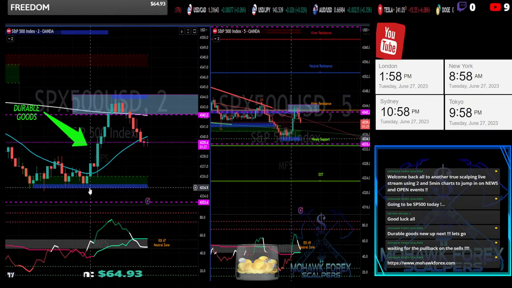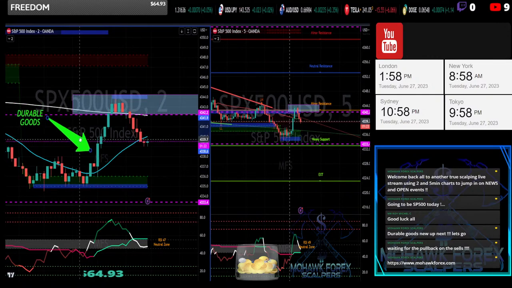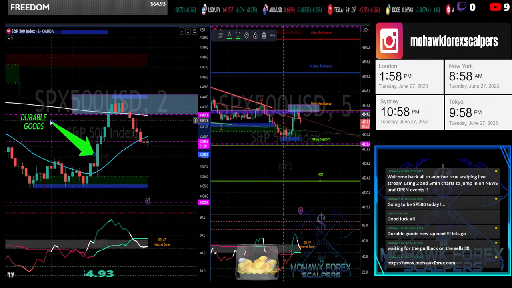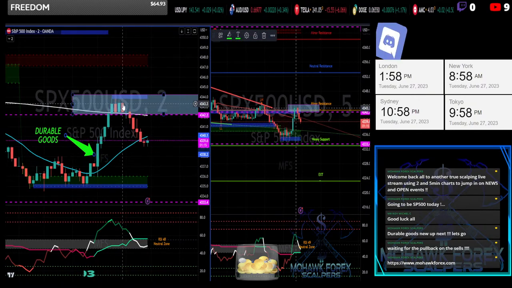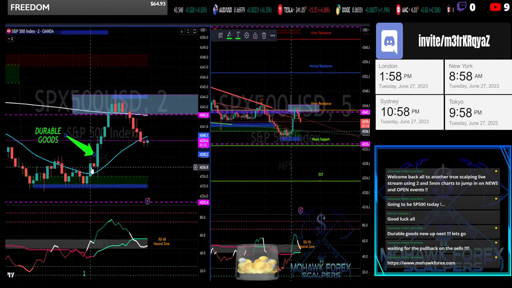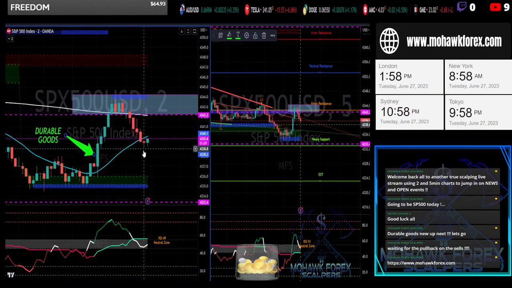Remember, we started here on the news event. Here's where the news event came out. Let's see. So these are the kind of patterns you've got to identify, find the nice area of resistance. If you miss the initial move, then don't worry, wait for that nice little pullback.